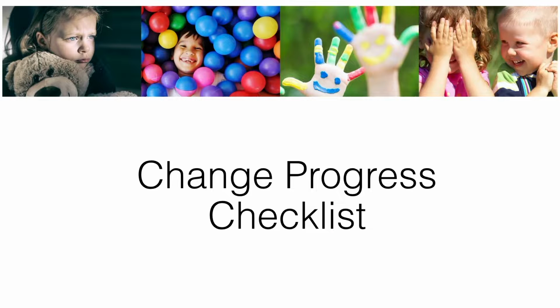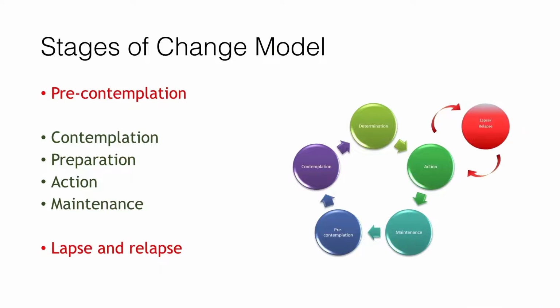The third tool is the Change Progress Checklist. The stages of change is a conceptual model that helps us understand and work with families to change. A 6-stage model starting with the pre-contemplation stage. This is the not ready stage. It is always shown as part of the cycle in the stages of change diagrams, but could be thought of as being outside the cycle of change.